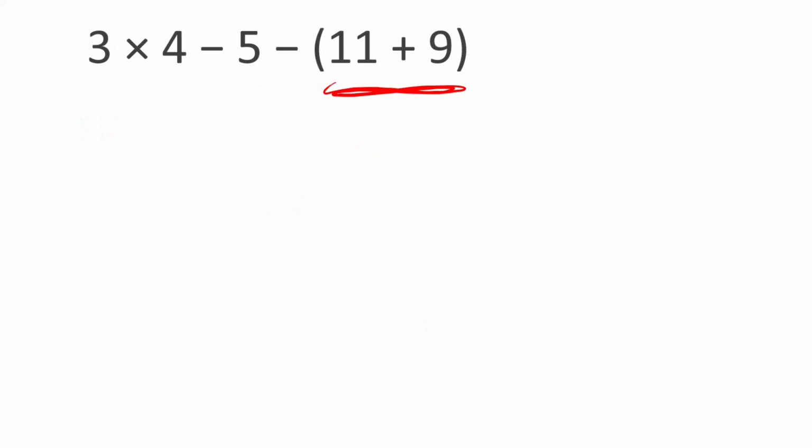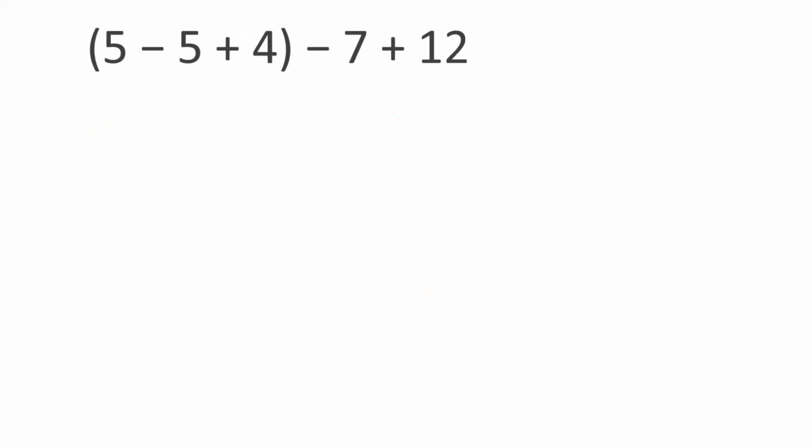Brackets, 11 plus 9, 20. Multiplication, 3 times 4, 12. Now we have 12 minus 5, well that's 7, minus 20, well that will be minus 13 for our final answer.